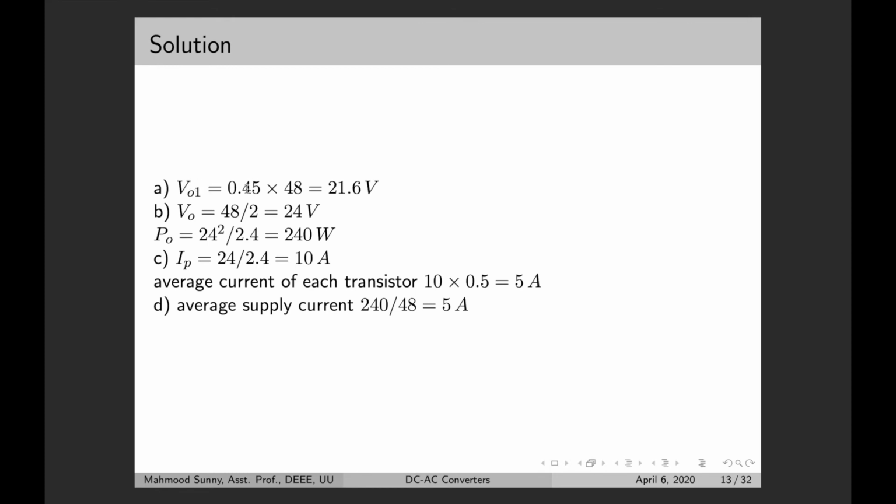So this should be 45% of the supply voltage, and the output voltage is 50% of the supply voltage. And output power, we can get by dividing the square of the voltage by the resistance, and we can get the current by dividing the voltage by the resistance, so we get 10 amps, but each transistor only remains active for 50% of the time, so we only get 5 amperes on average for each transistor. And average supply current, we can divide the power by the voltage.